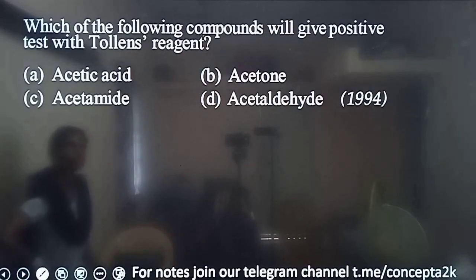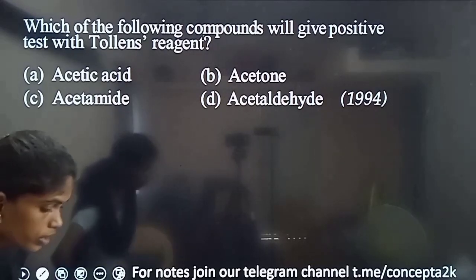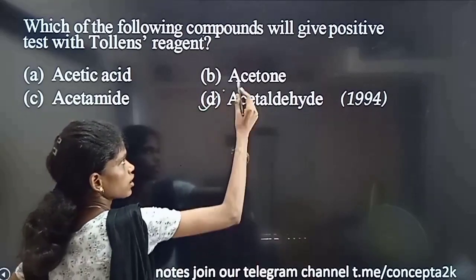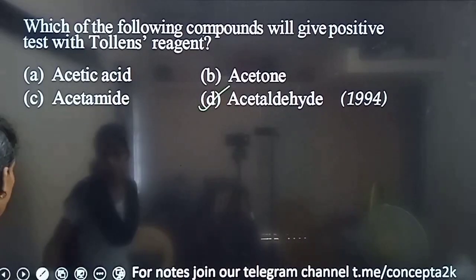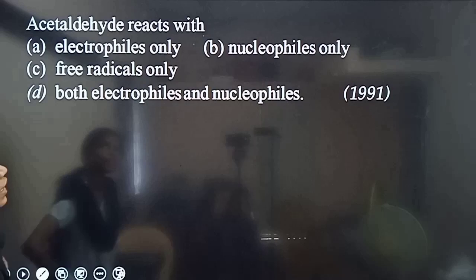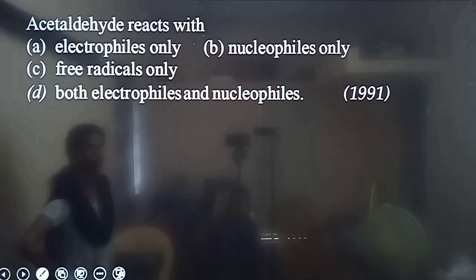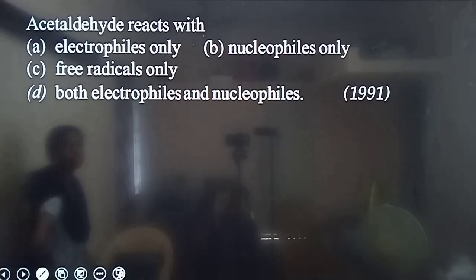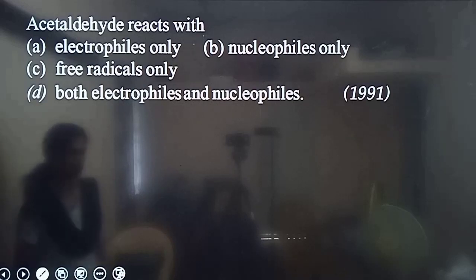Which of the following compounds will give positive test with Tollens' reagent? Acetic acid, acetamide, acetone, acetaldehyde. This is for aldehyde. So option B is the right answer. Acetaldehyde reacts with electrophiles only, nucleophiles only, free radicals only, or both electrophiles and nucleophiles?